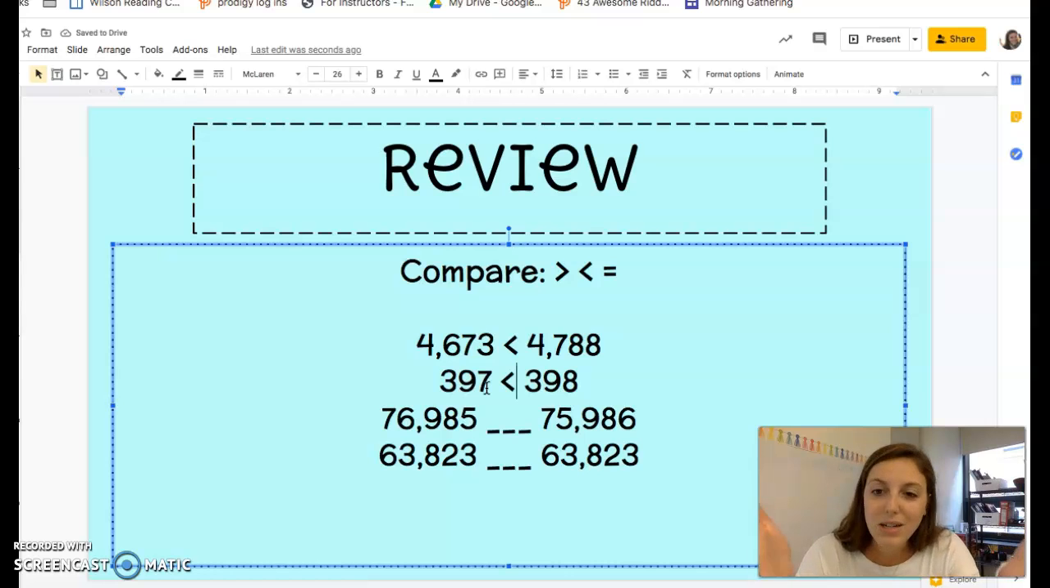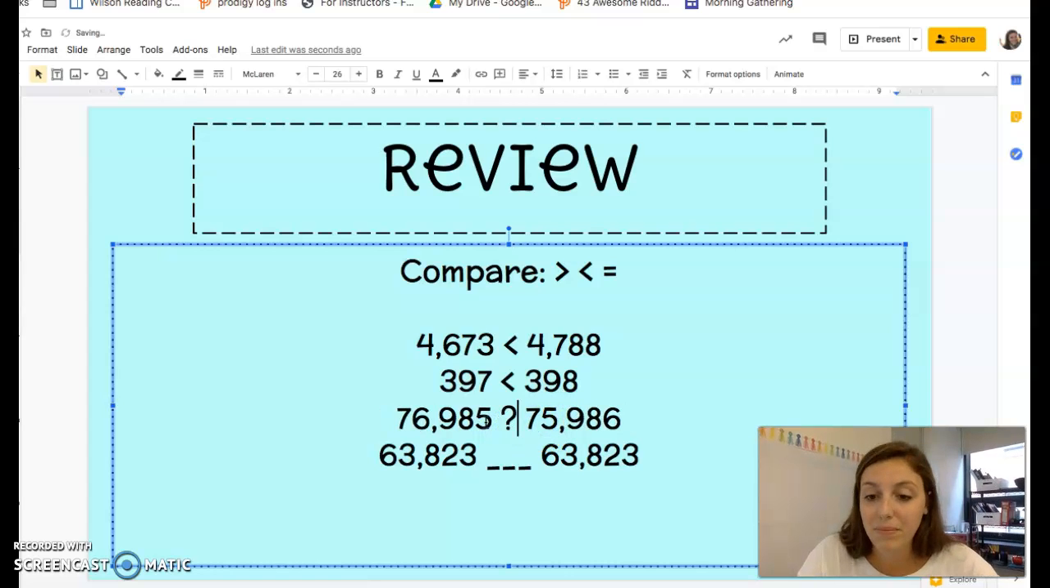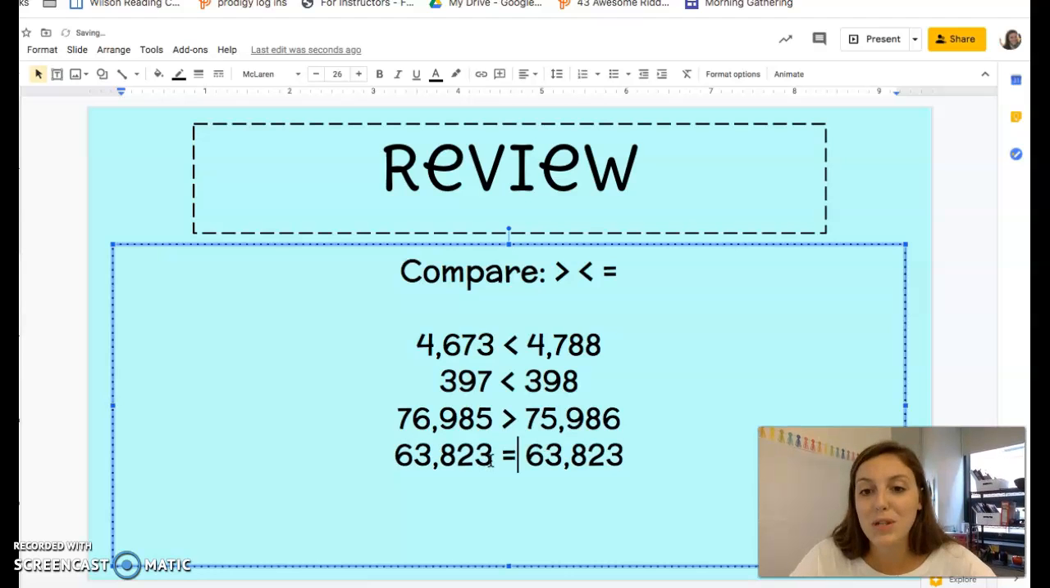Now this next number here was tricky. I had 76,985 and 75,986. 76,000 is larger than 75,000, so I know that it's greater than. Oops. My last problem, 63,823 and 63,823 are the same, so I would write equal to.